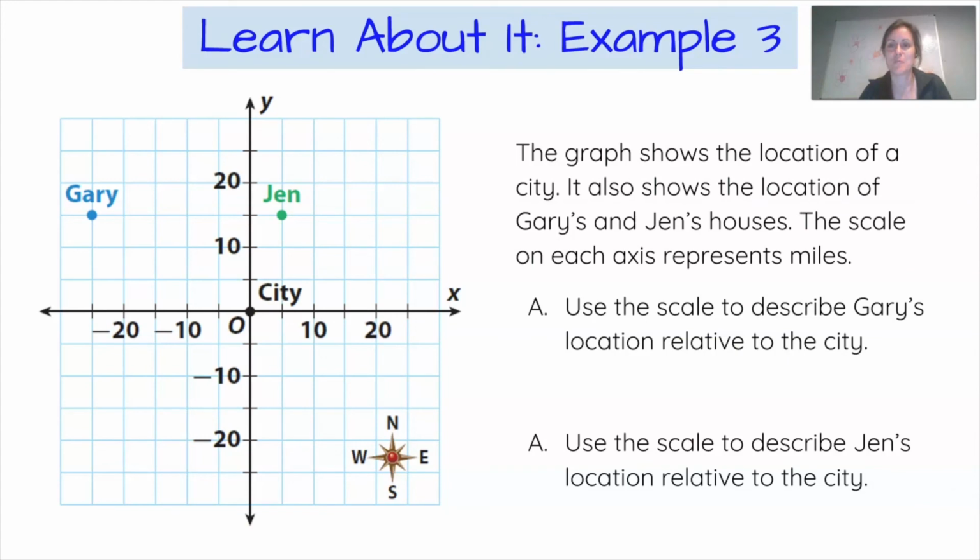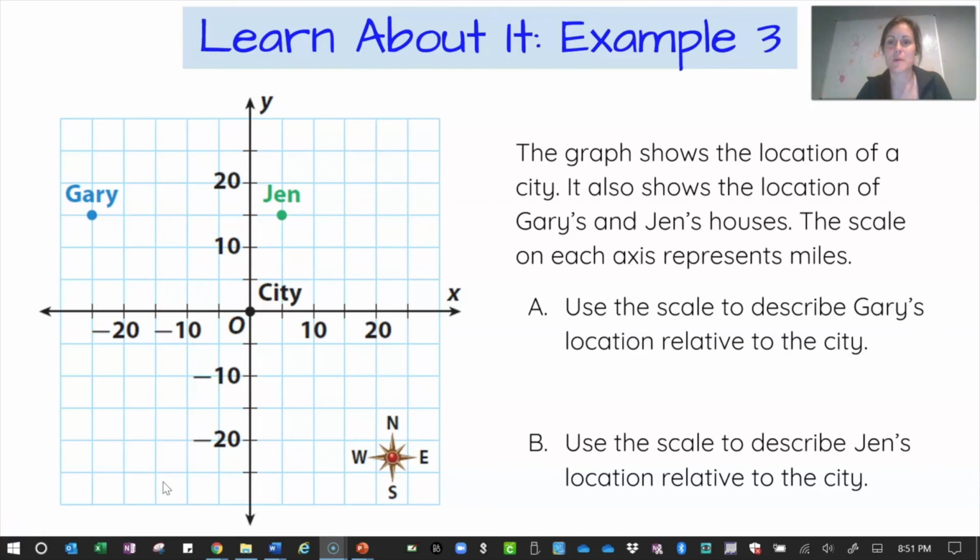In this last example, we're going to model a real-world situation. The graph shows the location of a city. So here's the city, and the city is at the origin. It also shows the location of Gary's house and Jen's house. The scale on each axis represents miles.